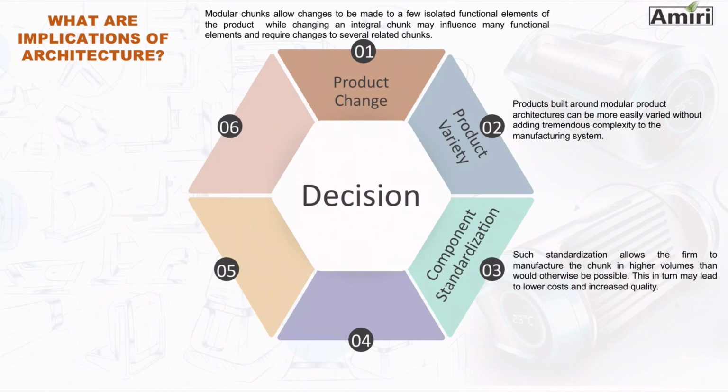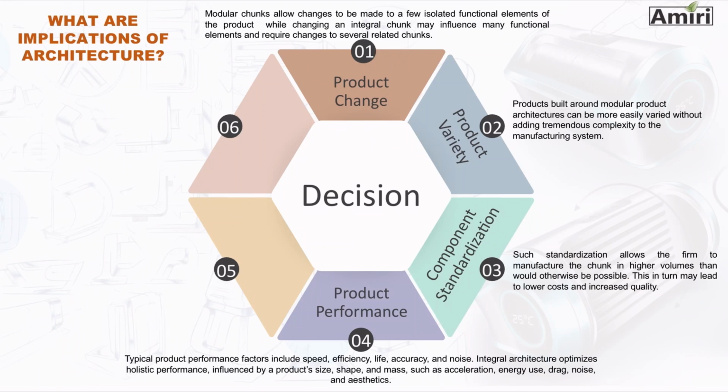Next factor affecting the decision would be component standardization. That means use of the same components or chunks in multiple products. If a chunk implements only one or few widely used functional elements, then the chunk can be standardized and used in several different products. That standardization allows for the company to manufacture the chunk in higher volumes, and as a result lower the cost of manufacturing.